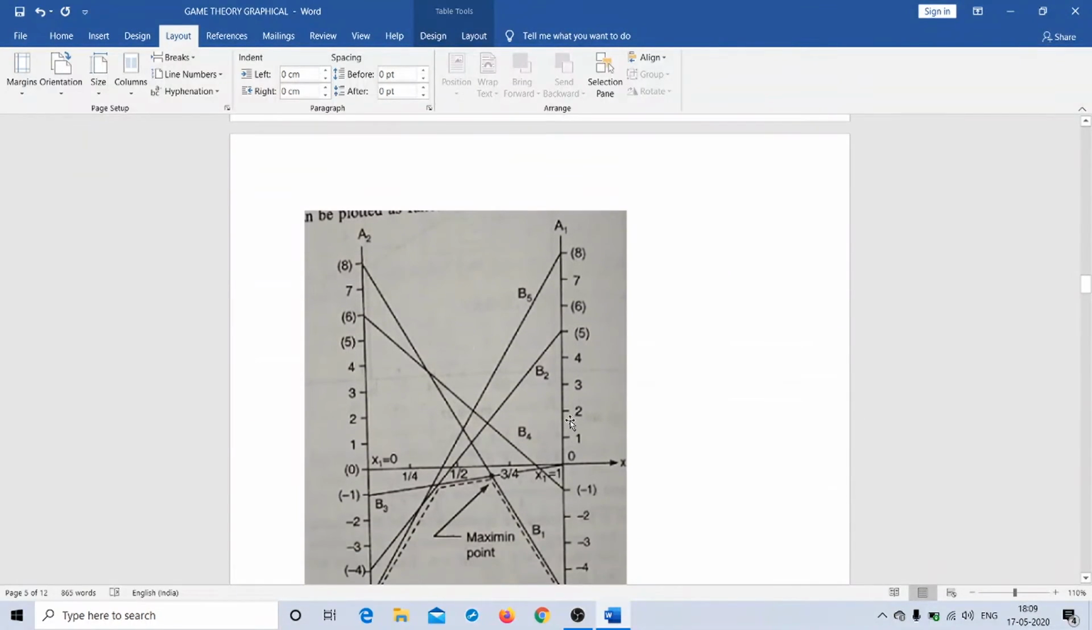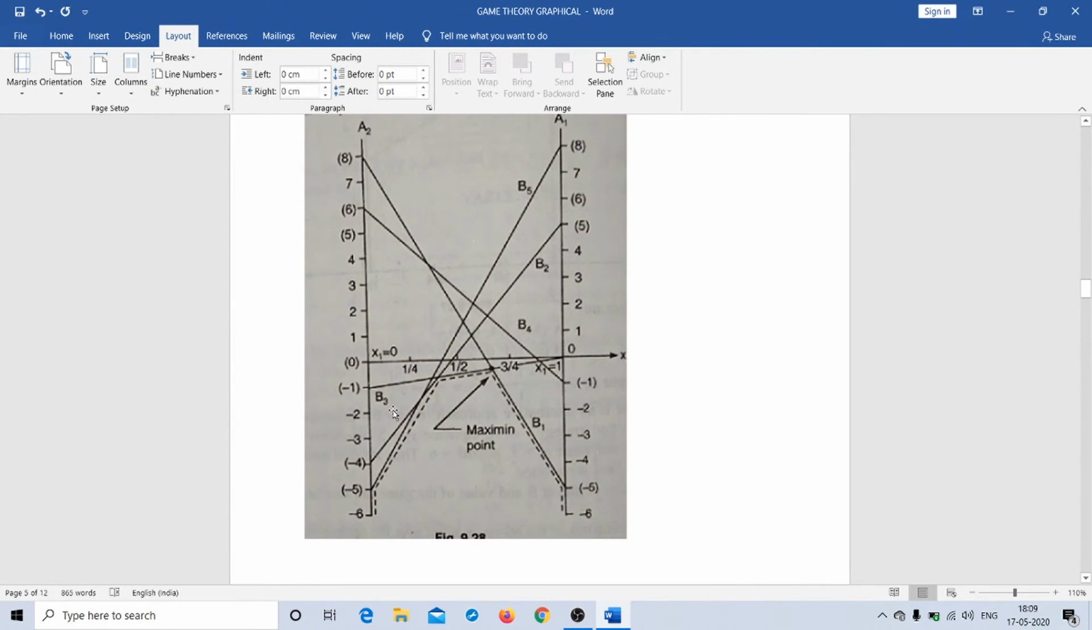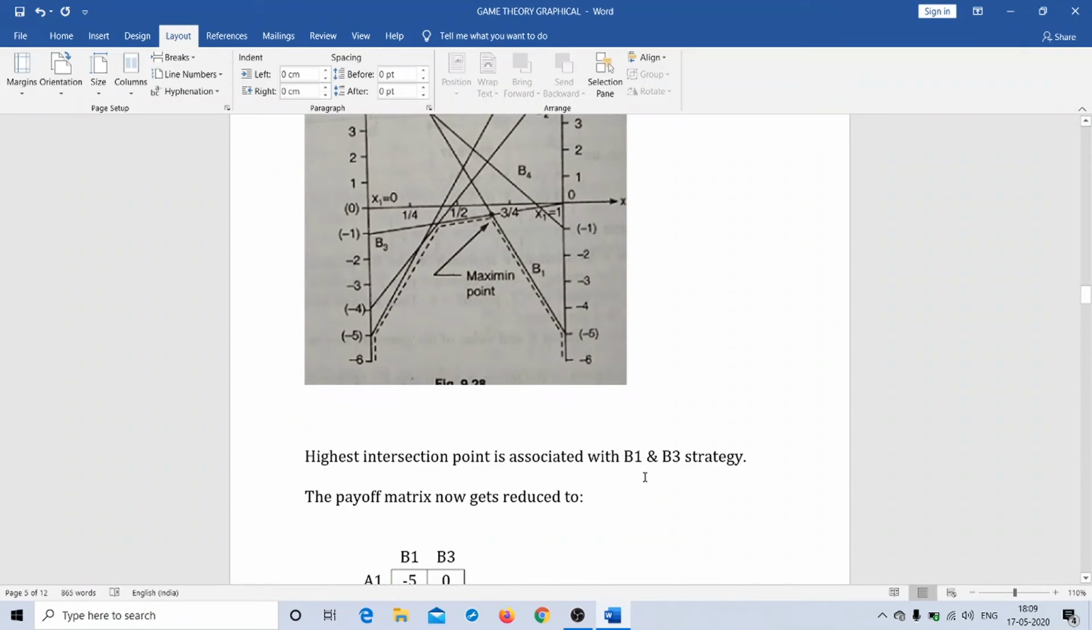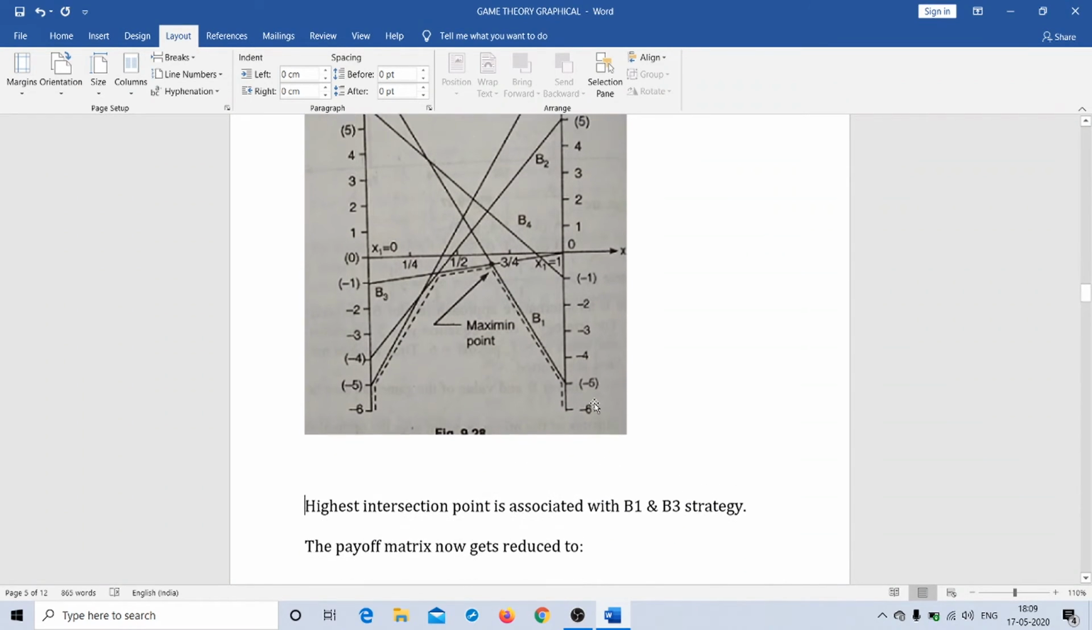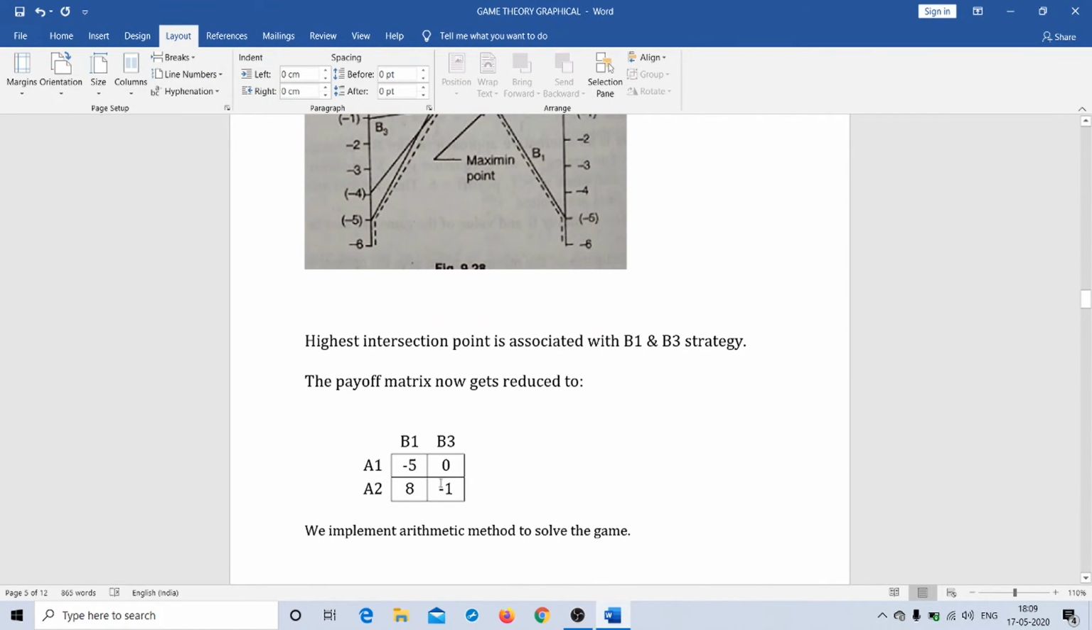So when I closely observe and draw the lines for all the strategies of player B and 2 strategies of player A, this is the graph that I get, right? And this particular portion where you get no small dotted lines, the below portion, is the shaded portion actually, and the highest intersection point is here, where I've written maximum point with the arrow. So the highest intersection point is associated with B1 and B3 strategy, and hence the payoff matrix gets reduced to -5, 0, 8, -1.